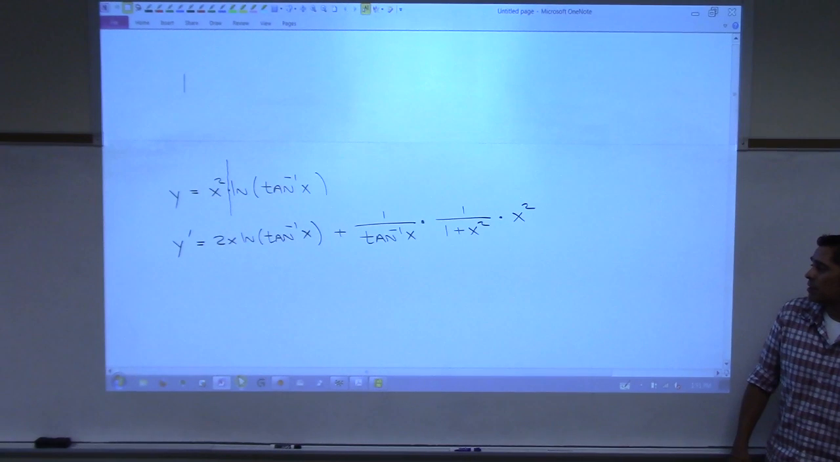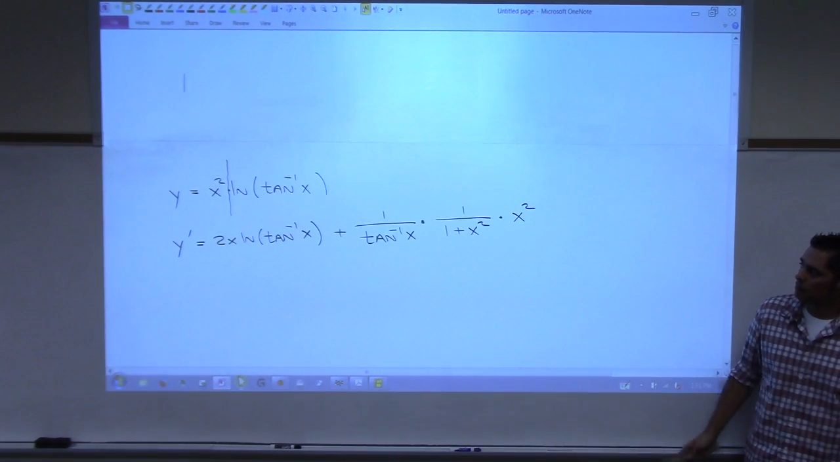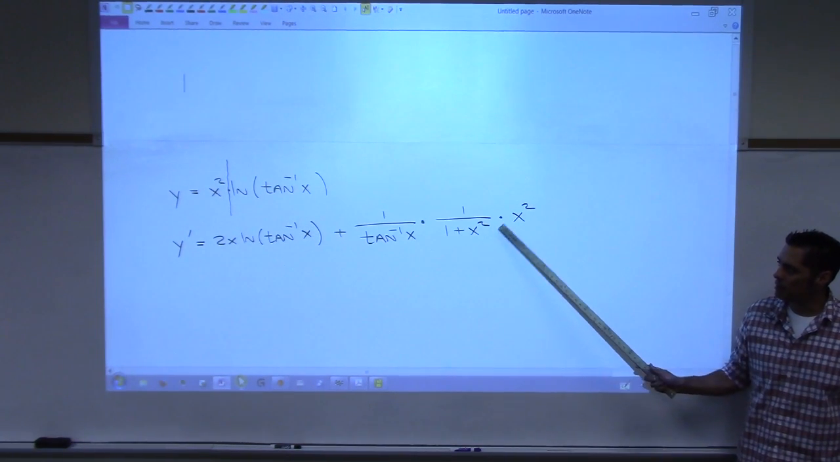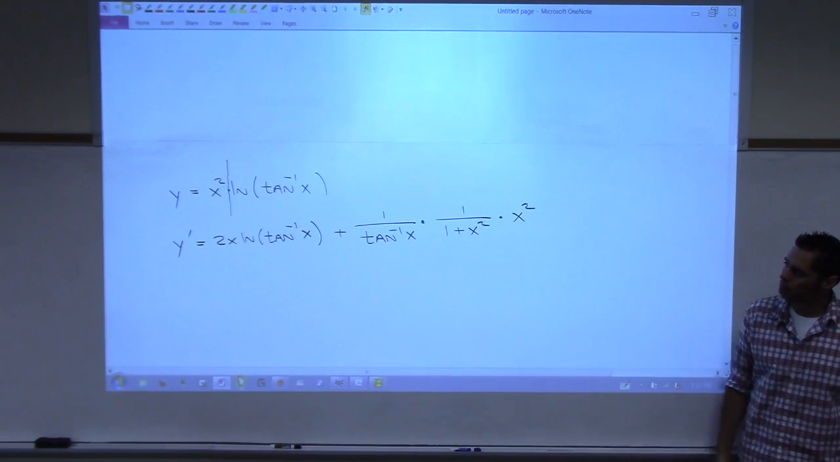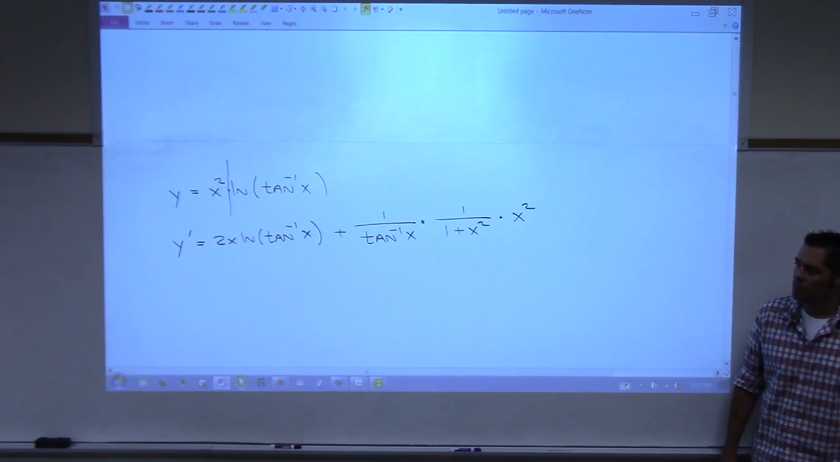And I don't see what we could do to that other than pop that x squared up here. Maybe you could put these two together, but you'd have to put parentheses around this and make one big fraction out of that. Other than that, I don't see anything. Not a whole lot you can clean up.